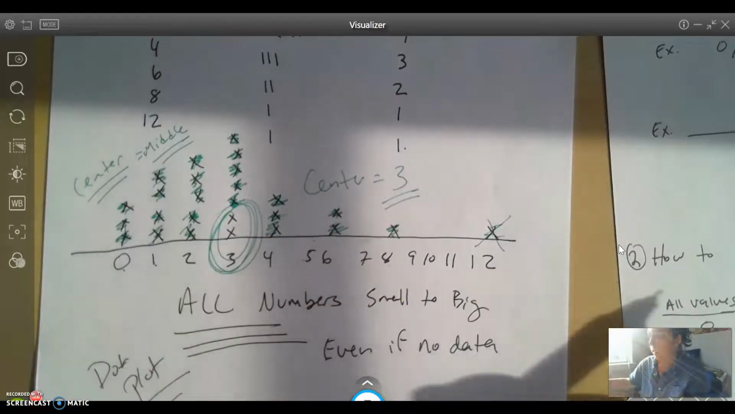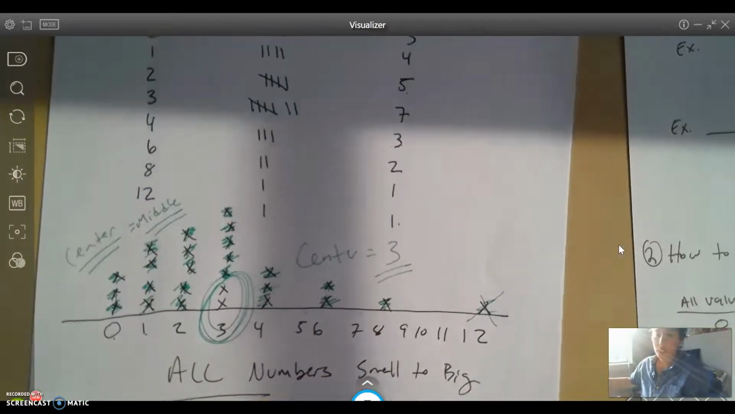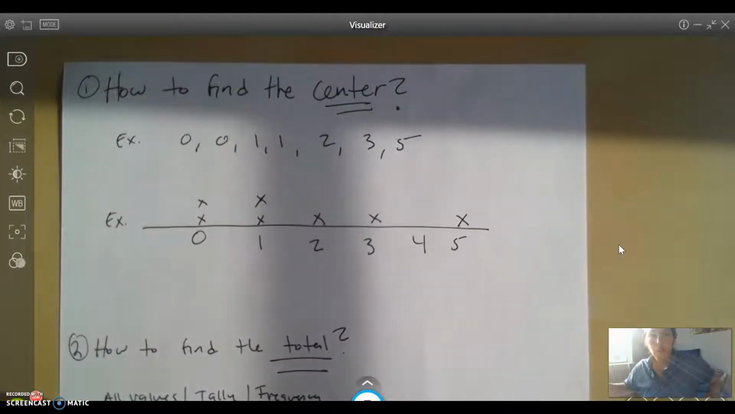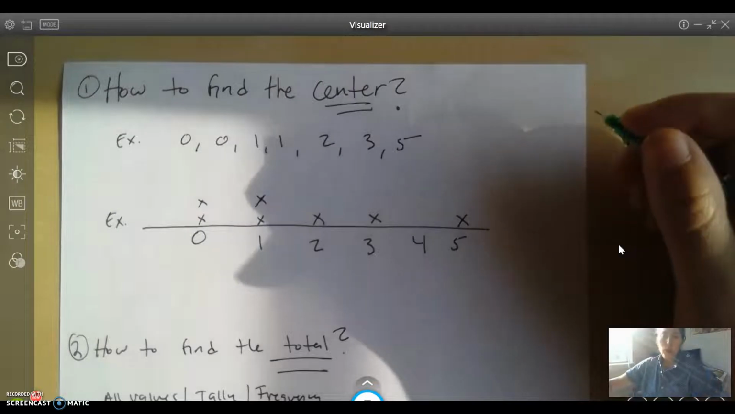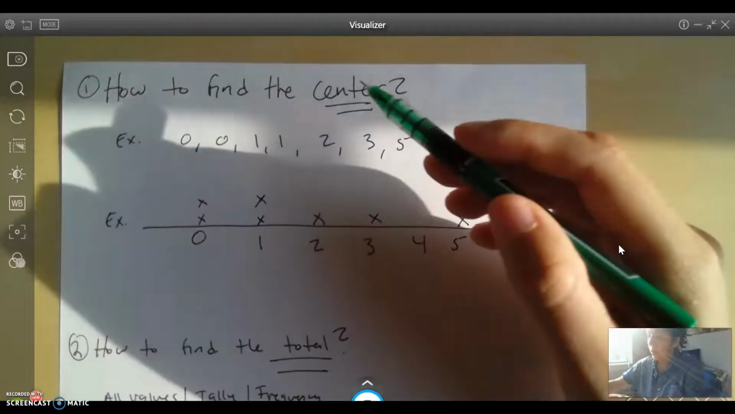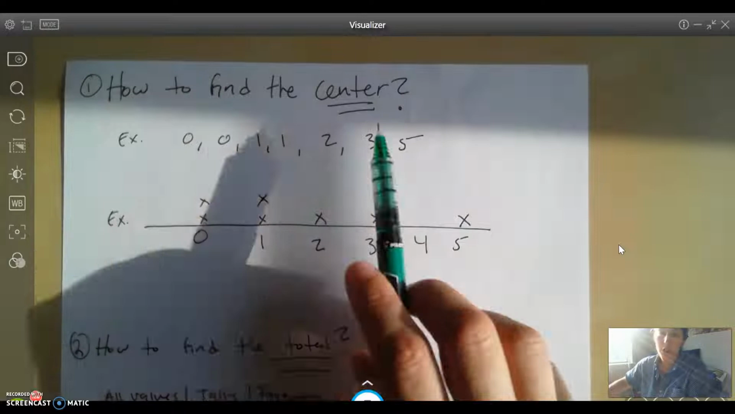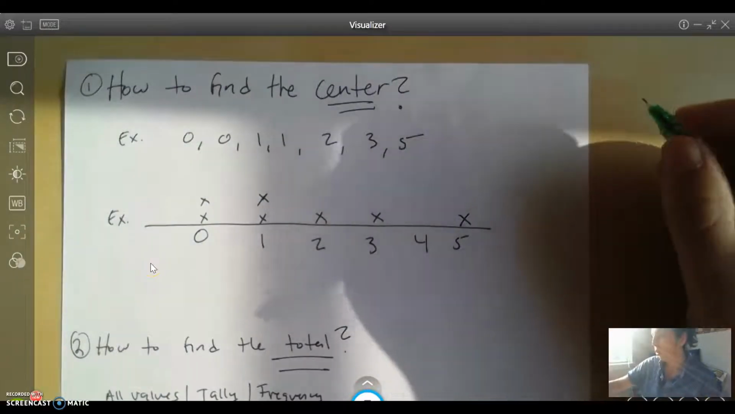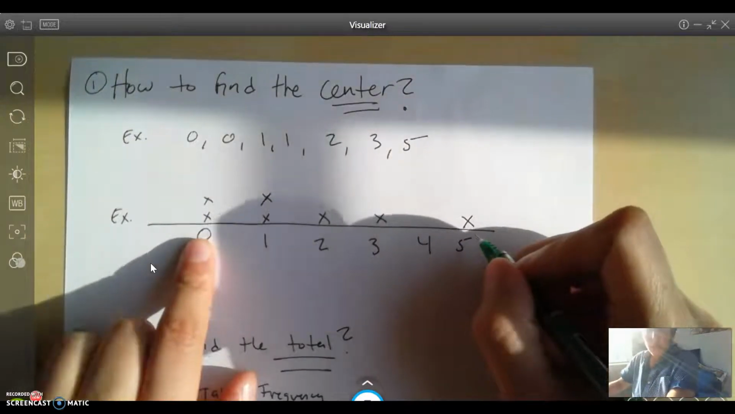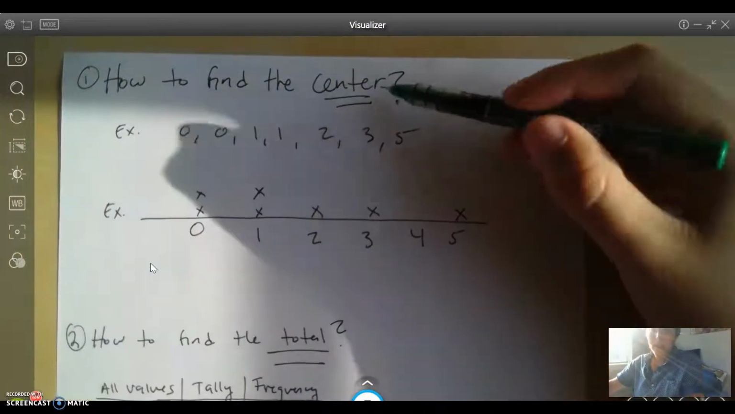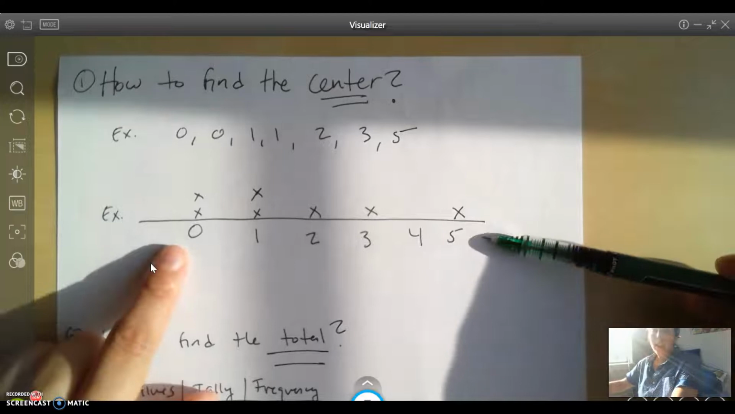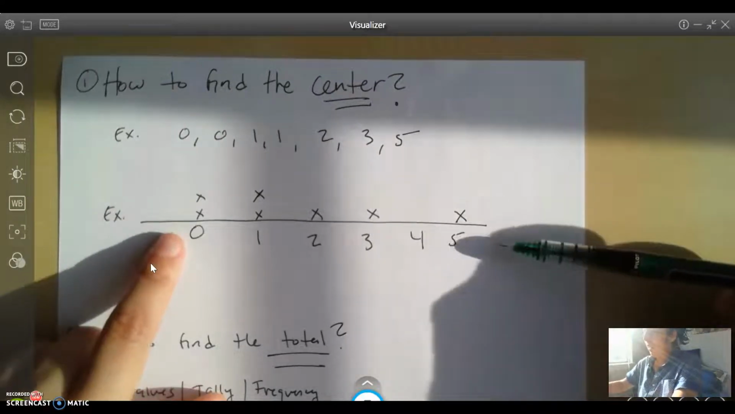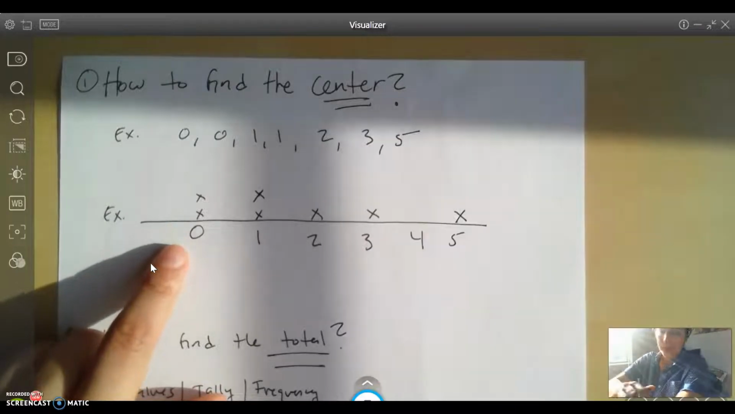All right, pause there and rewind it if you need to see it again, because we're going to move on to some quick practices with that. All right, so let's go ahead and do this one more time. So I'm going to ask you to pause the video here and write down this question on a separate sheet of paper. Go ahead and try to find the center using this dot plot with the strategy that I just said. So working from the outside in. Pause and then come back to check.